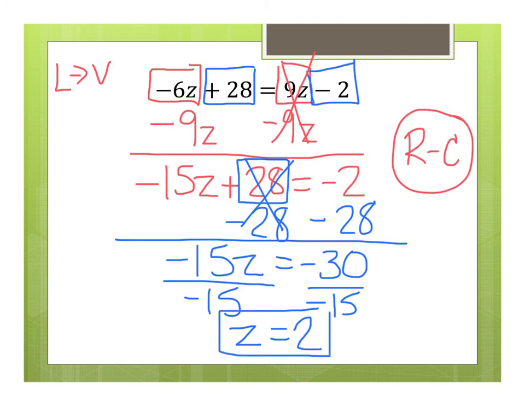So z equals 2. Tomorrow in class, we're going to practice this some more. So we will see you in class. We're going to practice this some more on Monday. Remember, this is so that you don't have homework over the weekend. So we'll practice this some more on Monday in class.